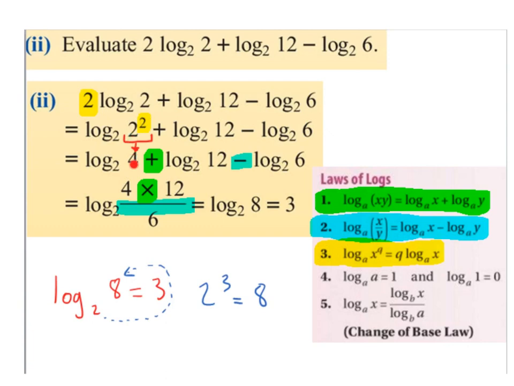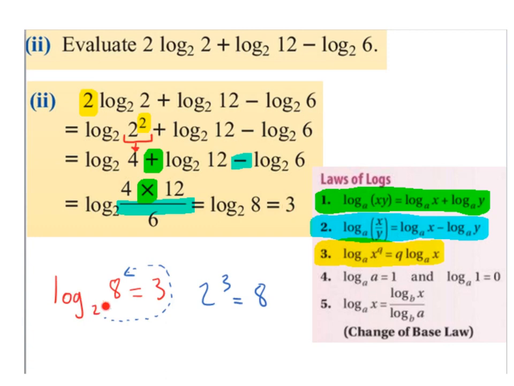2 squared becomes 4. So we have log base 2 of 4 plus log base 2 of 12 minus log base 2 of 6. So since we have 3 separate logs, we want to simplify so that we only have one log, and again it's base 2. So the plus becomes multiply using law 1, and the minus becomes divide using law 2. So we have log base 2 of 4 times 12 divided by 6, and 4 times 12 divided by 6 is 8. So we have log base 2 of 8, which gives us 3.